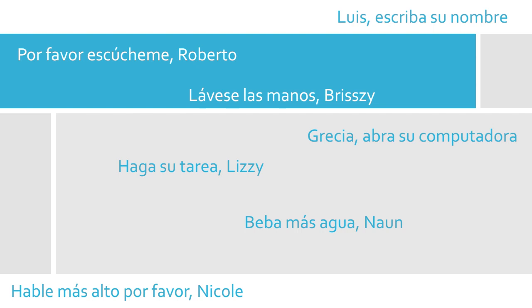All right, so these are different examples of commands. And if you look at the verbs, they're like escúcheme, lávese, escriba, abra, haga, beba, hable. You'll notice that those verbs are conjugated differently than you've ever seen verbs conjugated before, all right? So they don't look like the present tense, they don't look like the preterite or the imperfect tense. Some of those tenses that we've learned so far, they're different, right? So let me show you how to conjugate verbs so that they will be usted commands.